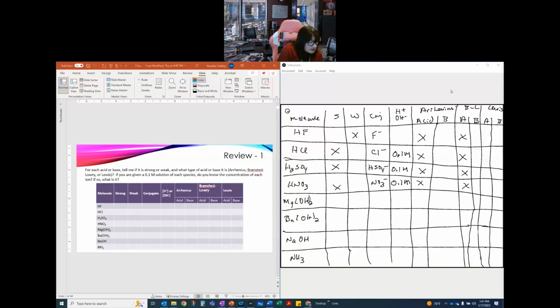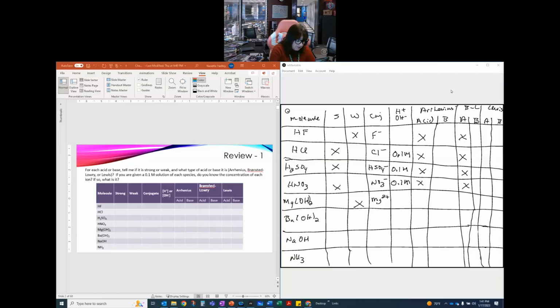Mg(OH)2. Well, Mg(OH)2 is not in my list of strong bases. Okay, fine. So that makes it a weak base. Do I know how much of it I have? Not at this point. No, I don't. Do I know what its conjugate is? Yeah, the part that's left other than the OH is the Mg2+. That's the conjugate that I'd be talking about. I don't know what its concentration is.